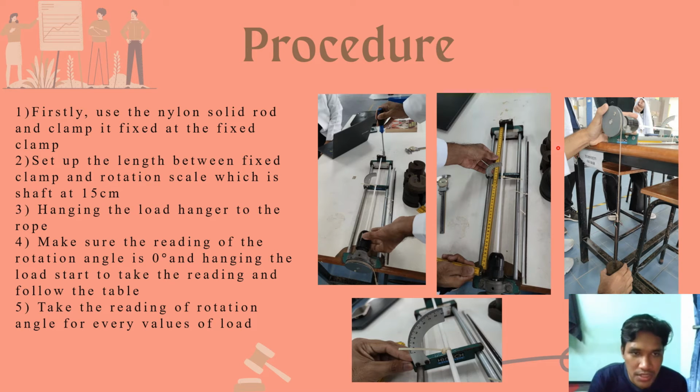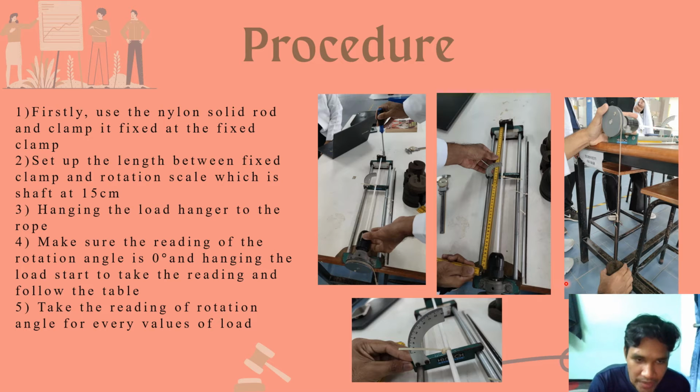For the procedure, firstly we use the nylon solid rod and clamp it at the fixed clamp. In this picture, we fix it like this. Next, set the length between the fixed clamp and the rotation scale on the shaft to 15 cm. We use a ruler to measure the distance. Next, hang the load hanger on the rope, as in this picture, and make sure the reading of the rotation angle is 0. Then hang the load, start to take the reading, and follow the table from this picture.